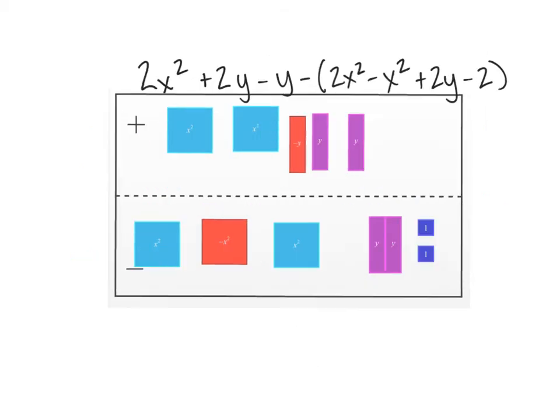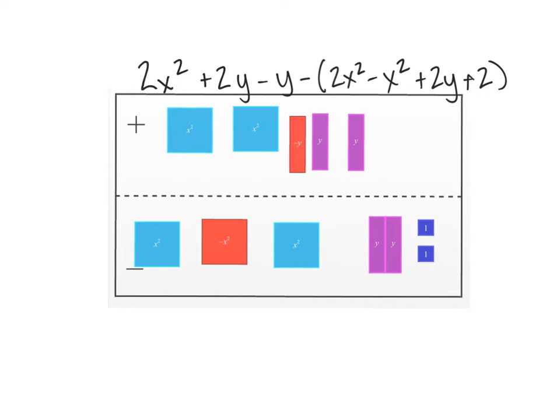All right, here's another example. Again, walking through how we write this expression. We have the 2x squared from these 2x squared tiles, 2y from these 2y tiles, and a negative y. Then in our negative region, we have 2x squared tiles. We have a negative x squared tile, 2 y tiles, and let's see, that expression should be plus 2, for our 2 unit tiles in the negative region.